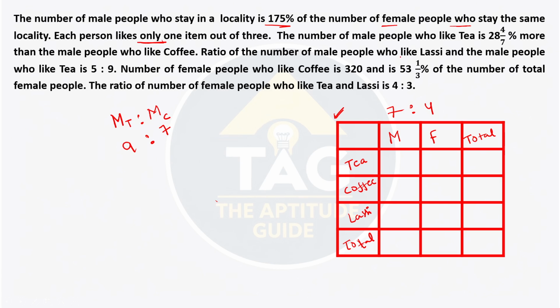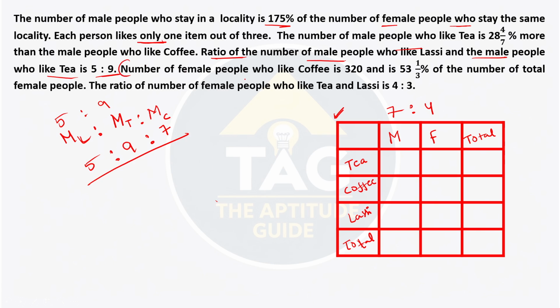Now let us move on to the next one. Ratio of number of male people who like lassi and the male people who like tea is 5 is to 9. So male people who like lassi is to male people who like tea is 5 is to 9. Anyhow, it's 9. So I can write it as 5 is to 9 is to 7. So male lassi is to male tea is to male coffee. Fine. Then let us understand this information.